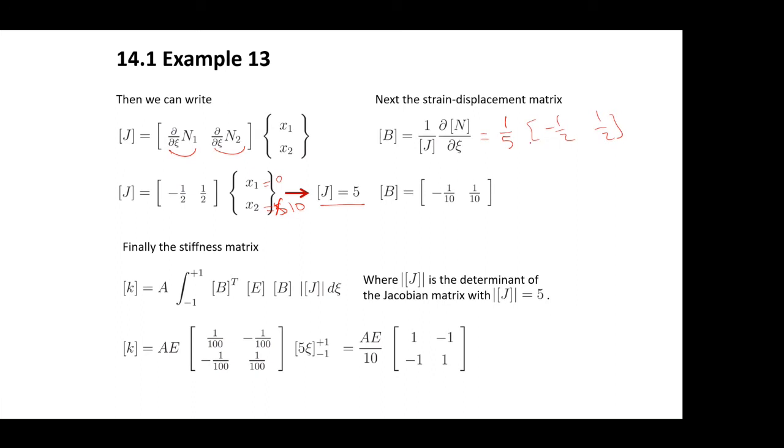And by the way, the Jacobian matrix, also the B matrix is constant all the time. So you don't need to calculate the B matrix. You only need to calculate the Jacobian, and you multiply it with minus half and plus half in this case.